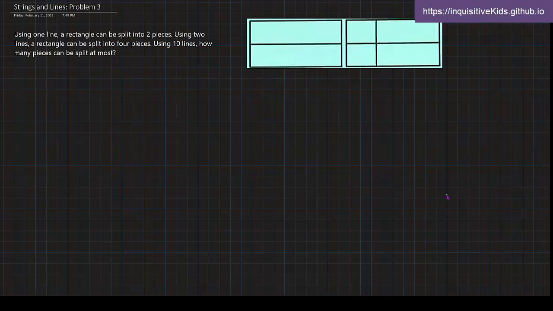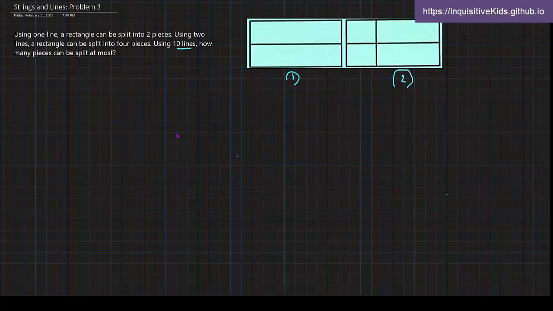Problem 3. Using one line, a rectangle can be split into two pieces. That's shown in figure 1. Using two lines, a rectangle can be split into 4 pieces. Using 10 lines, how many pieces can be split at most?